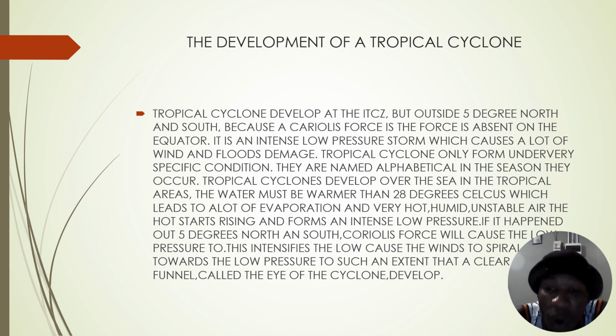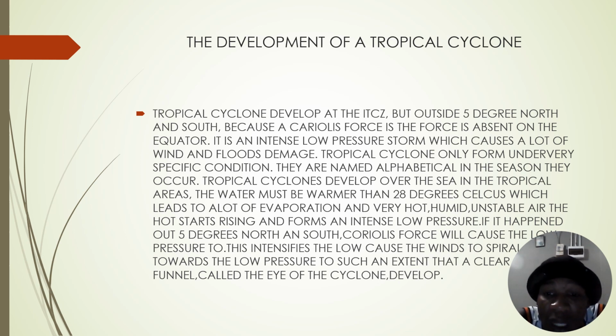Tropical cyclones only form under very specific conditions. So they don't just normally form, but they form under certain conditions which this presentation in the body will mention. They are named alphabetically in the season they occur. So tropical cyclones are named alphabetically, especially in South Africa. I remember they used to have tropical cyclones like Dineo, so they name them alphabetically. So the next one maybe is going to be Emmanuel because it goes A, B, C, D.